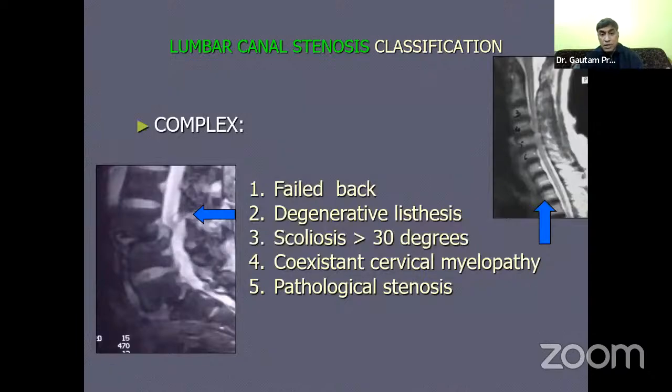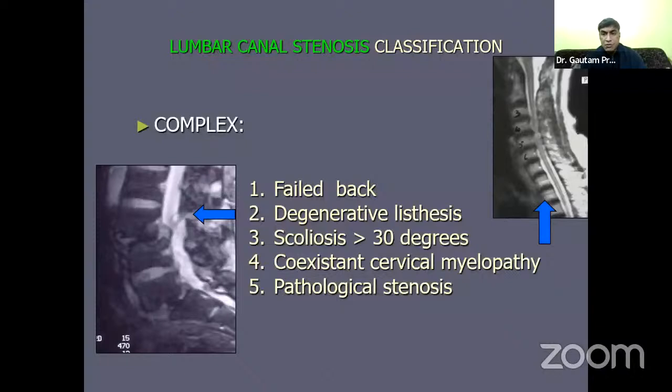There are some atypical or complex lumbar canal stenosis that we can classify, in which it is not the typical that we see, it's all atypical. So what can it be? It can be a failed back, like a previously operated surgery in which the patient has developed scar, or there is an iatrogenic listhesis which has happened. That constitutes a failed back leading to lumbar canal stenosis.